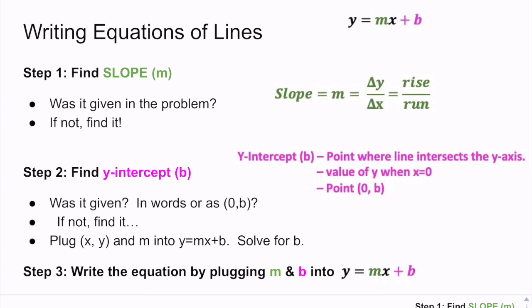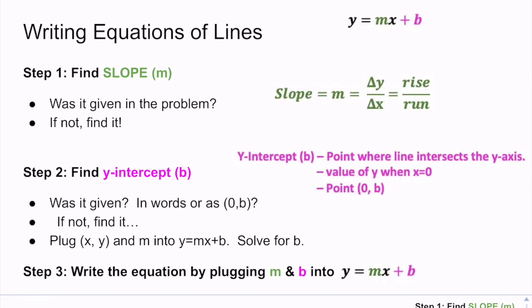Step 2, find the y-intercept. Maybe it was given either in words or as the point (0, b). Remember, the y-intercept is the point where the line intersects the y-axis, which is going to be the value of y when x is 0. So that might be another way they give us the y-intercept.